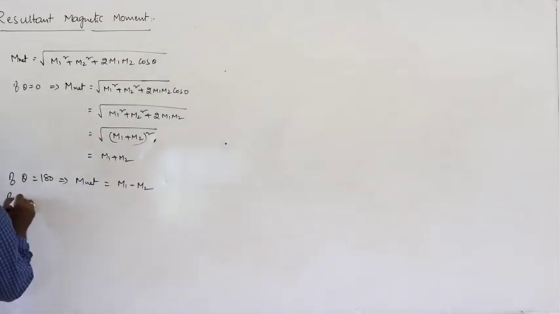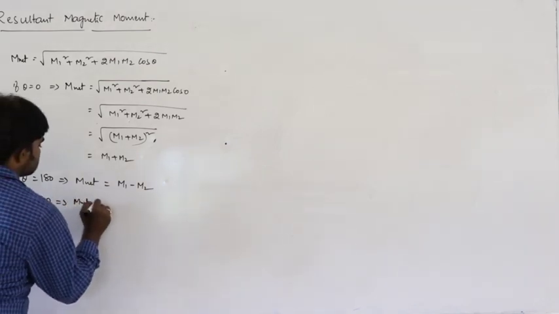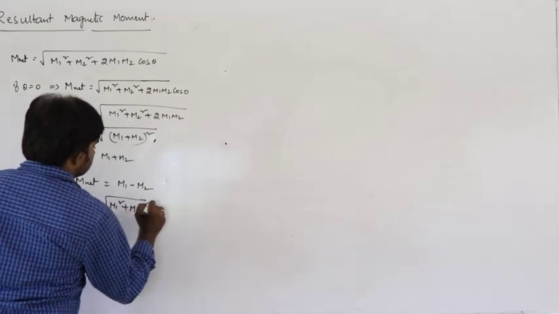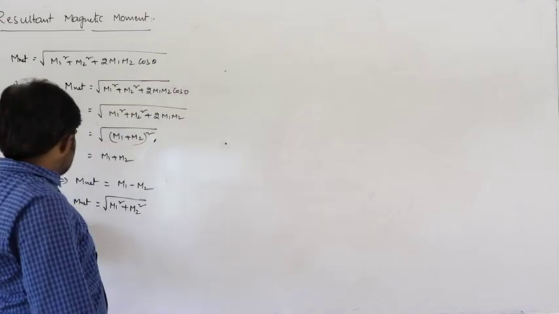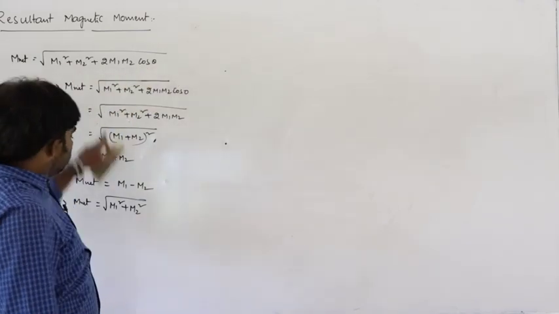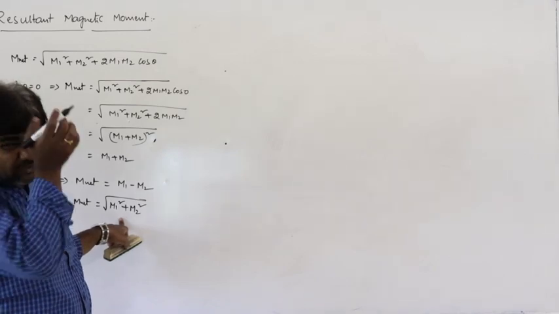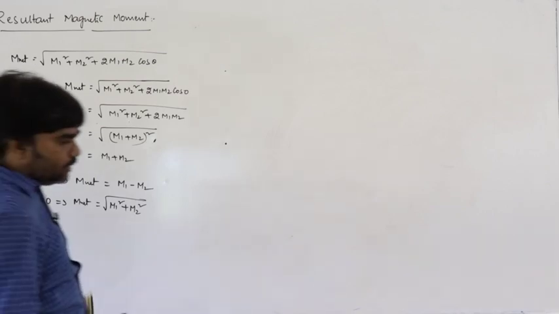Now if theta equals 90, then m net can be written as under root m1 square plus m2 square. Theta equals 90, cos 90 is 0. So that's why we got square root of m1 square plus m2 square. So this is the resultant magnetic moment.